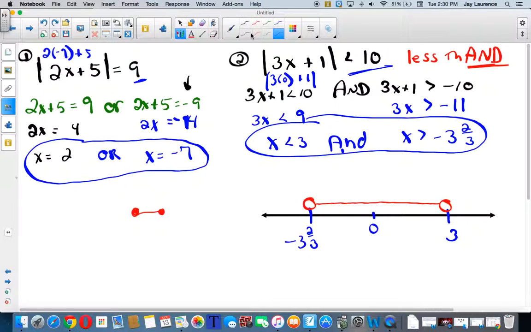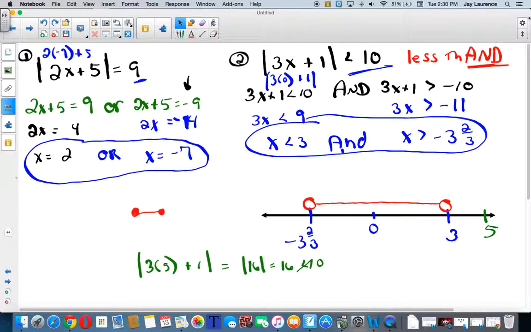What happens if I pick a number outside the range, like say 5? Okay, well, the absolute value of 3 times 5 plus 1, and that will equal the absolute value of 16. And the absolute value of 16 is 16, and is 16 less than 10? Absolutely untrue.